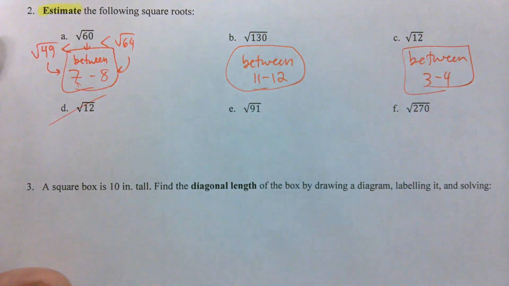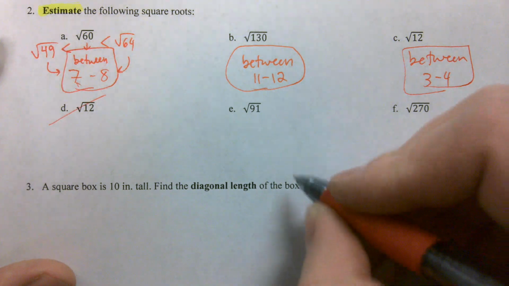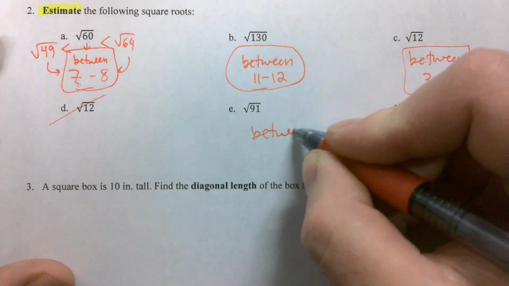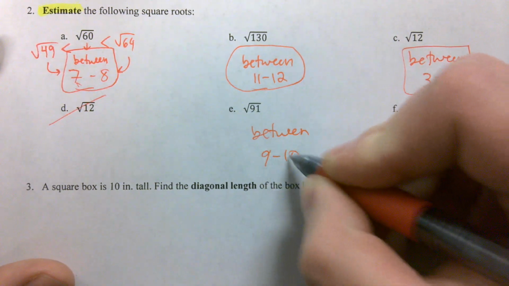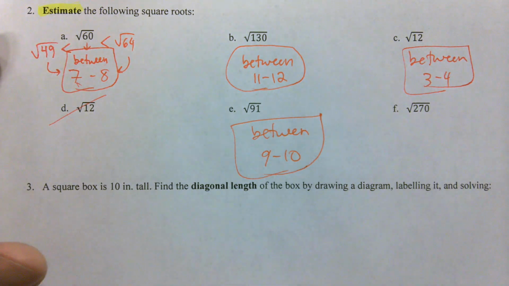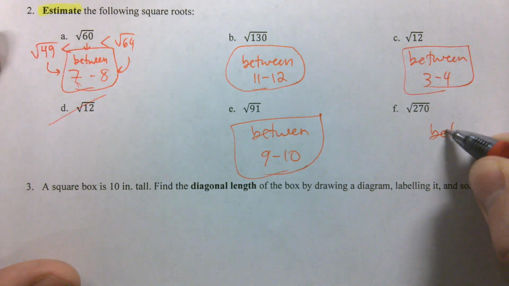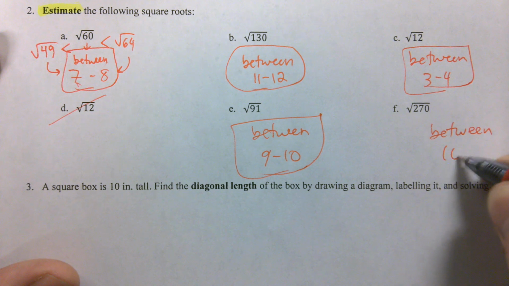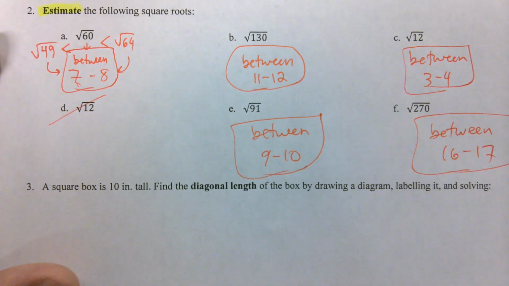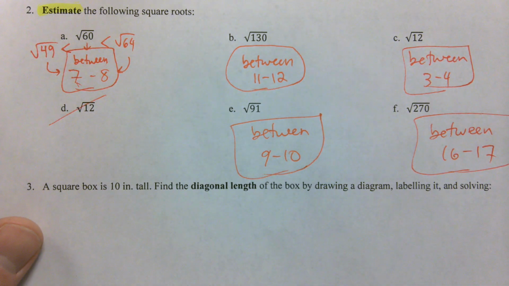Same thing for D, don't worry about that. What about 91? 9 and 10. And finally, 270? Between 16 and 17. Good, that was a little bit harder. Between 16 and 17. Great job.